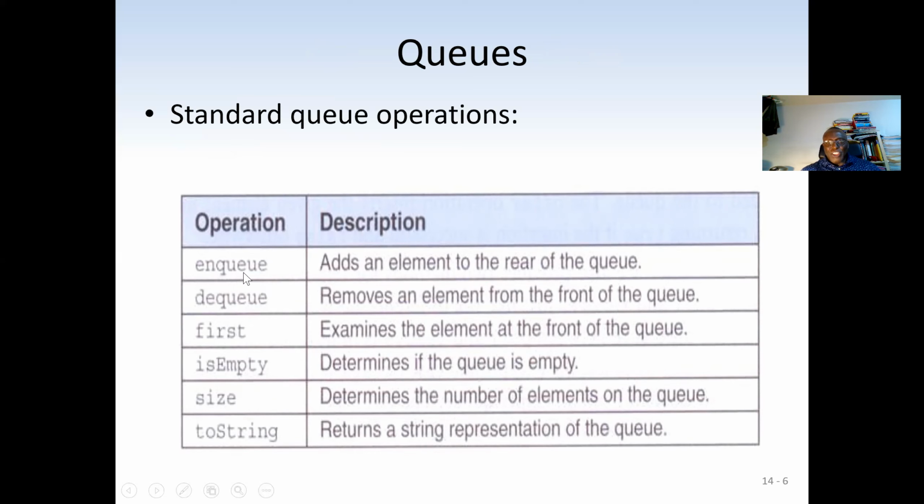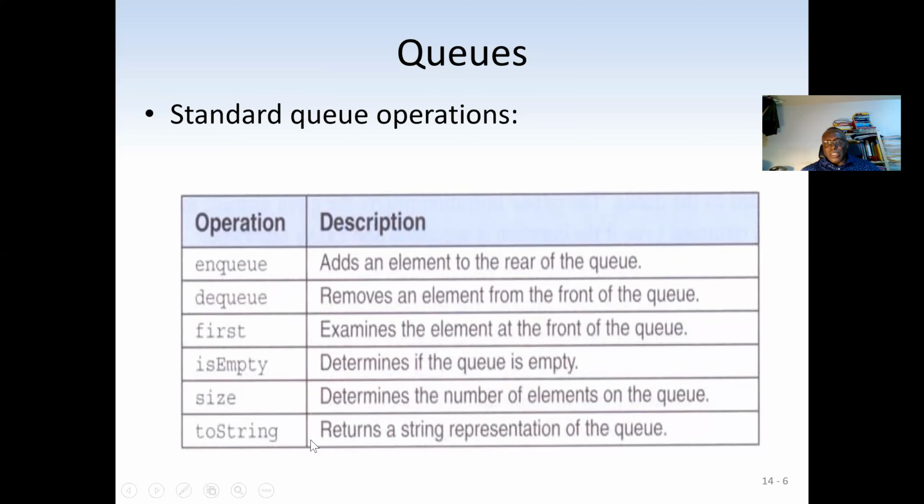Remember, enqueue is the same as adding an element, and dequeue is the same as removing an element. As we said earlier, we always remove an element from the front of the queue, and we insert or add an element through the back of the queue. First is the same as front. It examines the element in front of the queue. And we have isEmpty to check whether the queue is empty. Size will tell us how many elements we have in the queue.